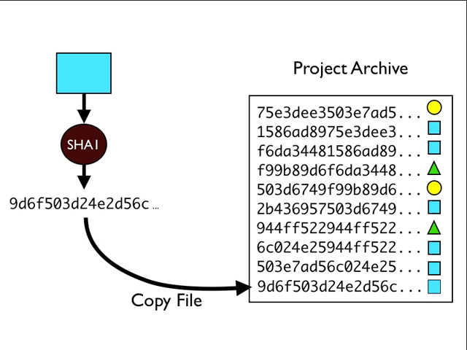This makes detecting duplication a simple matter of looking at file names in our existing project archive. Instead of searching through the entire archive looking for duplicates, duplication detection has become trivial just by using hash names for the file names.